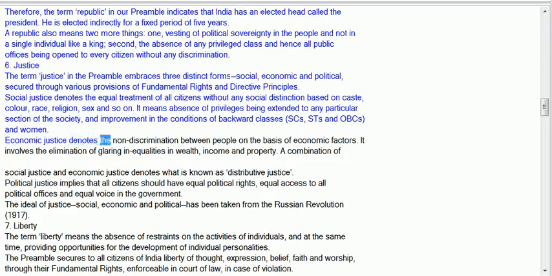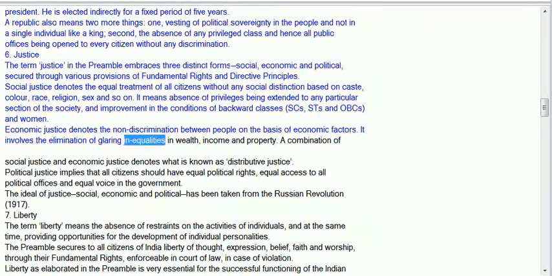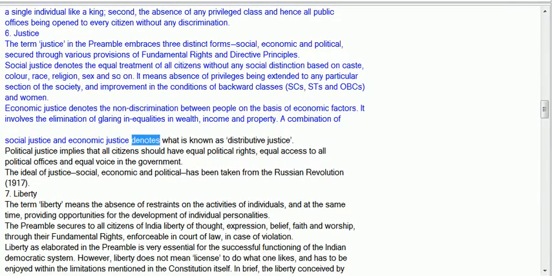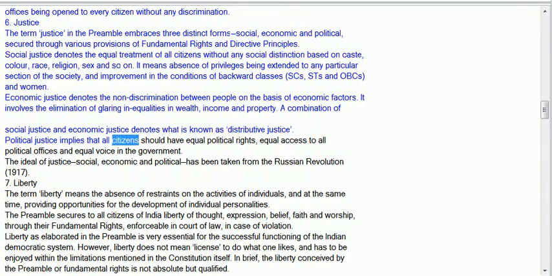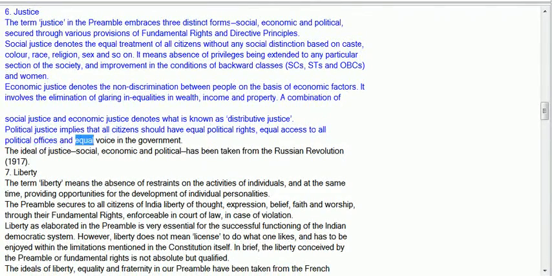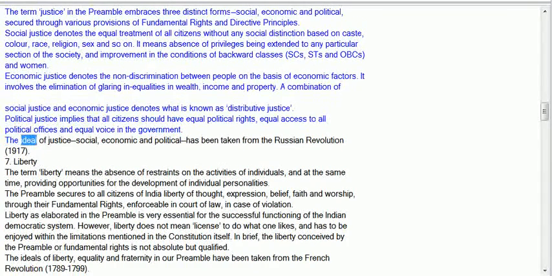Economic justice denotes the non-discrimination between people on the basis of economic factors. It involves the elimination of glaring inequalities in wealth, income, and property. A combination of social justice and economic justice denotes what is known as distributive justice. Political justice implies that all citizens should have equal political rights, equal access to all political offices and equal voice in the government. The ideal of justice, social, economic, and political has been taken from the Russian Revolution, 1917.